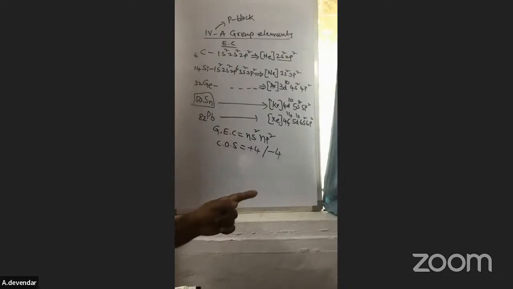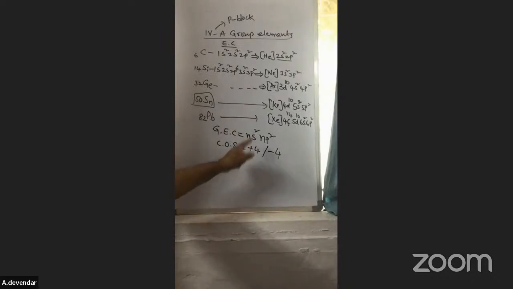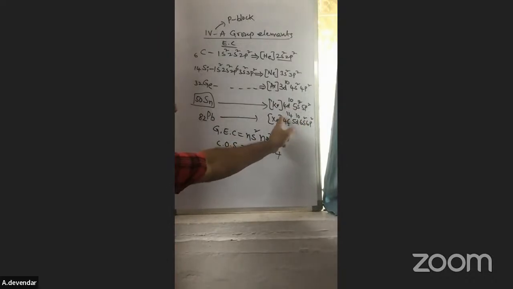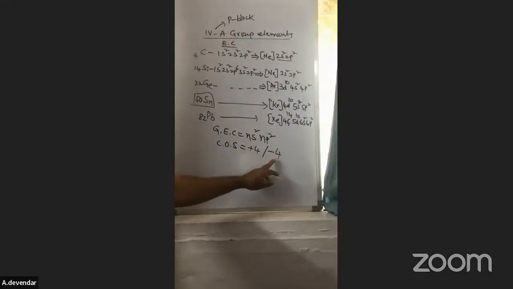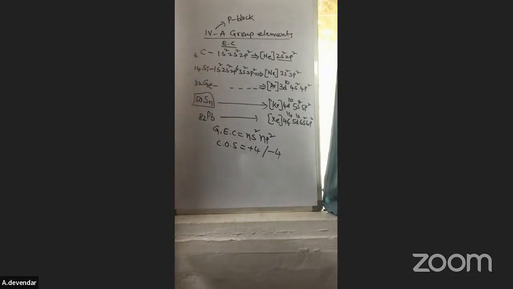That is the octet rule: 8 electrons present in the outermost shell. If the 4 electrons are lost by this particular atom, the remaining inner shell consists of 8 electrons, and that atom is more stable. Losing 4, gaining also 4, it is simultaneous. That's why carbon has tetravalency. What is the valency of carbon? Tetravalency means 4 valencies are there. The valency of carbon is 4.